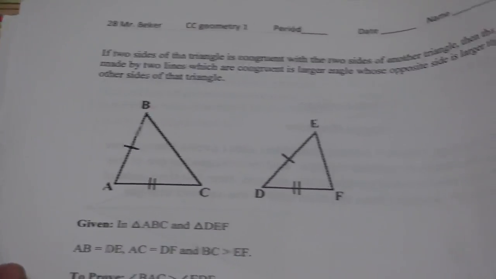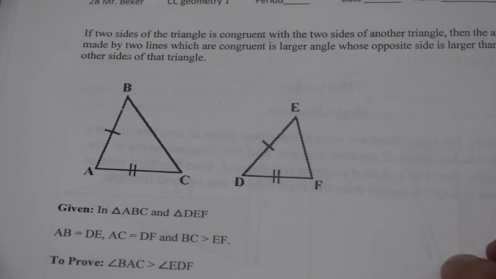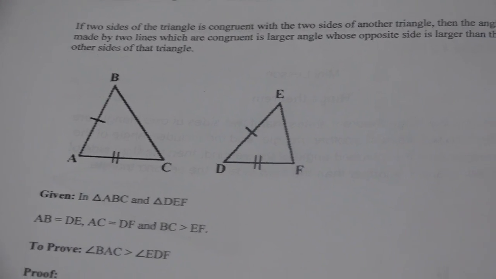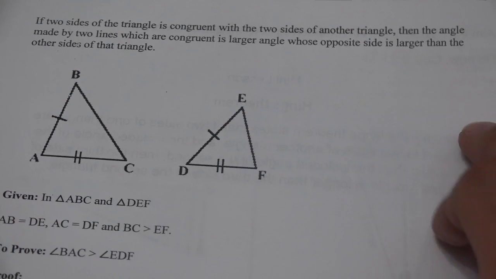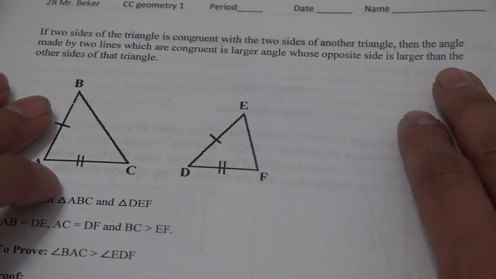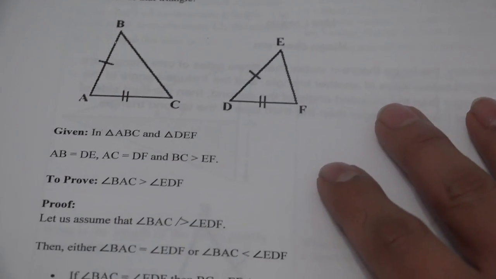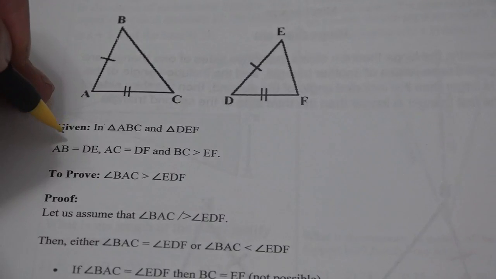Alright. So let's see now. I need to prove that, wow, I need to make it smaller. Okay, first let me read it. It says, if two sides of, okay, I just read it. Now we have the two triangles right here. Let's see now.